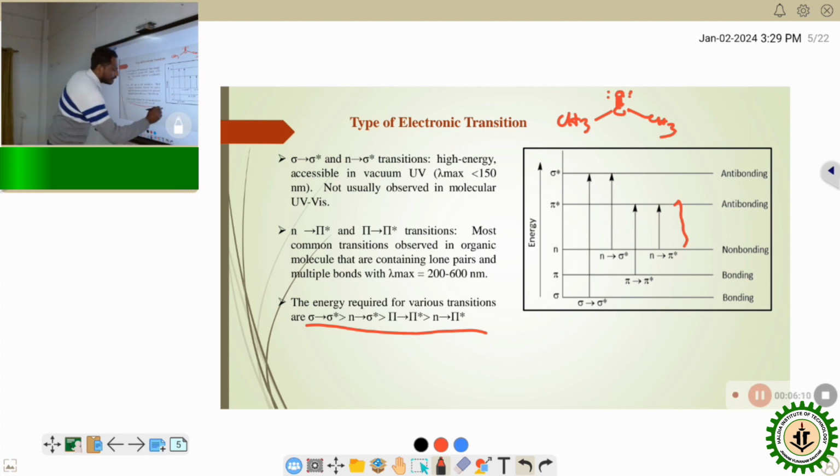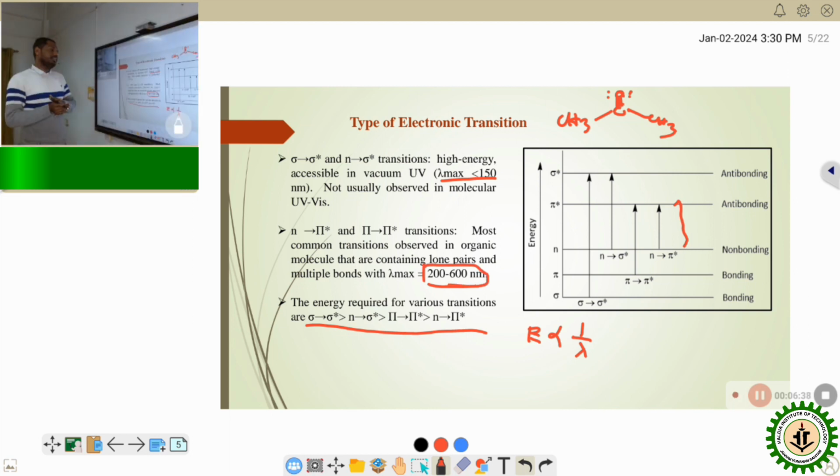We know that energy is inversely proportional to wavelength, that is lambda. So higher energy means lower wavelength, and the wavelength of light is less than 150 nanometer. Whereas the n to pi star transition requires lower energy, and the wavelength of the radiation is between 200 to 600 nanometer, that is in the UV visible region. So these are the different types of transition.